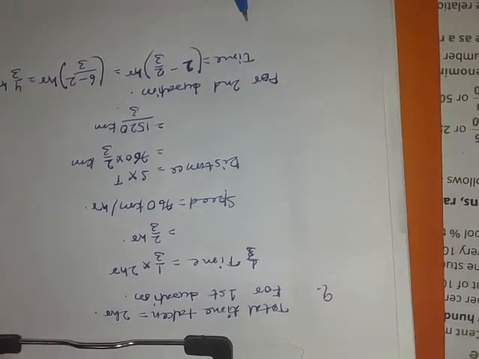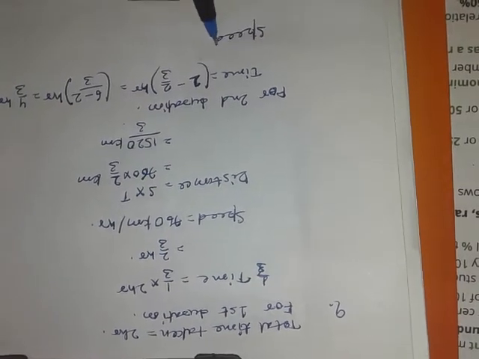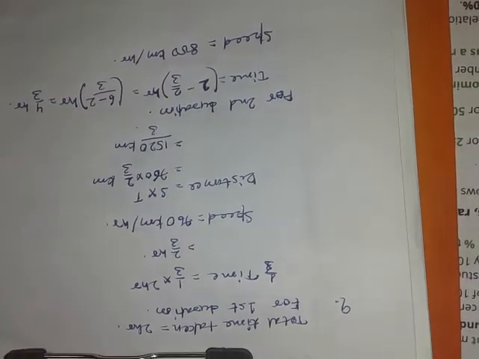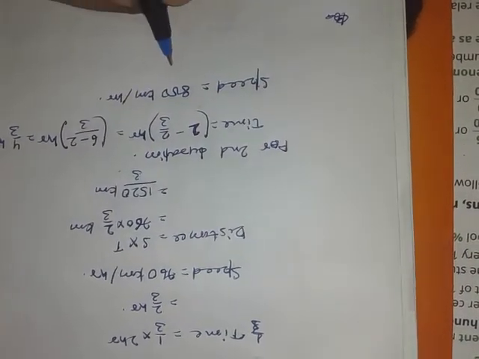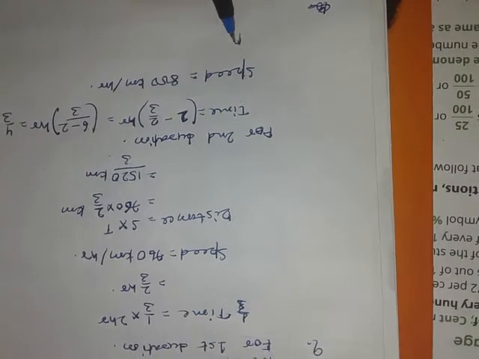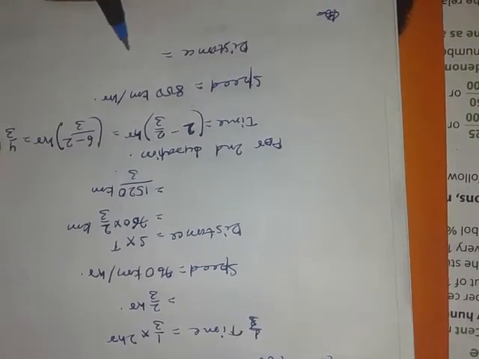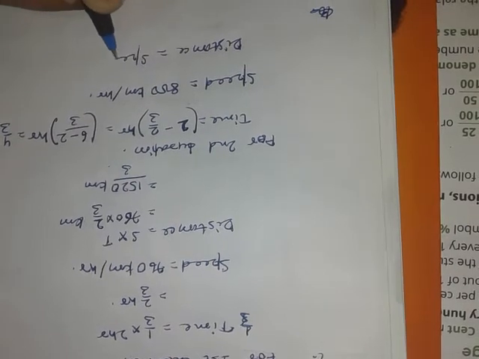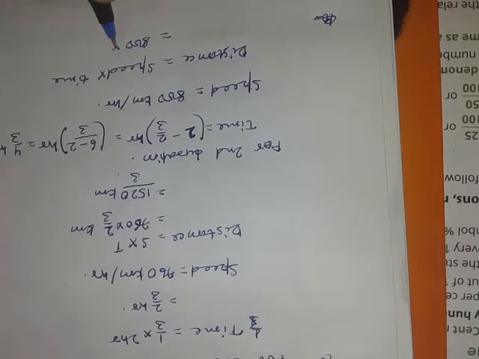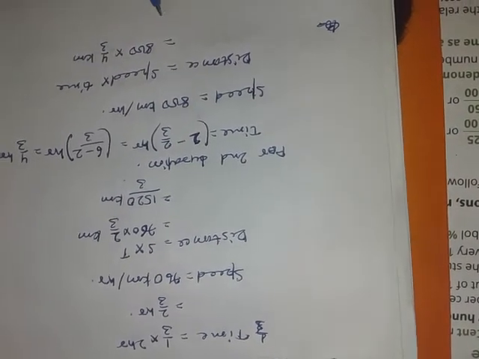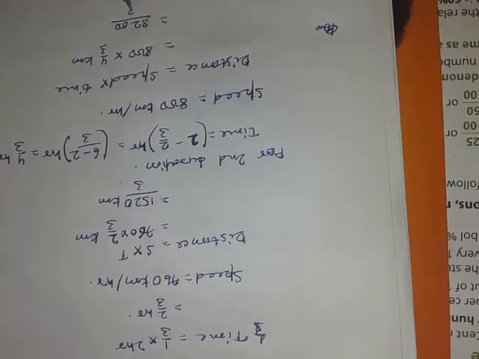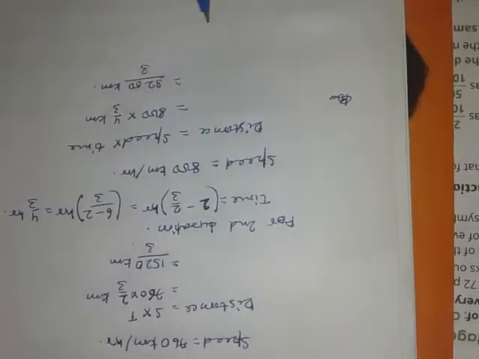Okay. Now speed equals 800 kilometer per hour. So here we have to find distance. So distance equals speed into time. So speed equals 800 into 4 by 3 kilometer. Here also nothing we can cancel, so we multiply and simply we write 3200 by 3 kilometer.